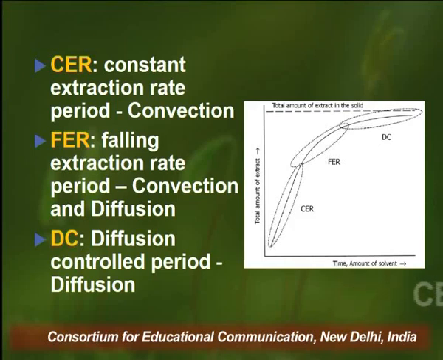Then the second phase is the FER, that is falling extraction rate period, and we name it falling extraction rate because once the freely accessible solute molecules are completely transferred into the bulk solvent, the next step is to dissolve the solute molecules which are adsorbed on the surface of the matrix. So the solvent has to enter into the spaces between the powdered particles of the matrix and dissolve the solute molecules or chemical compounds adsorbed on the surface, and once they dissolve, it moves those solute molecules into the stagnant film.